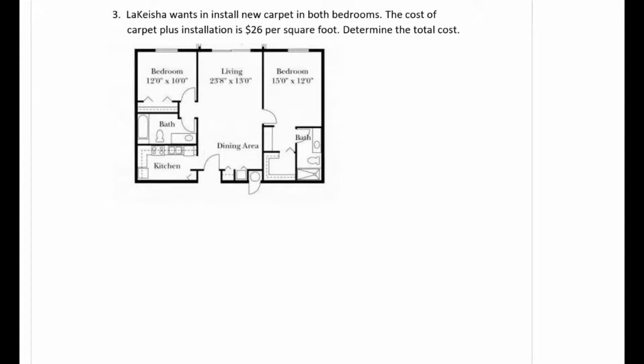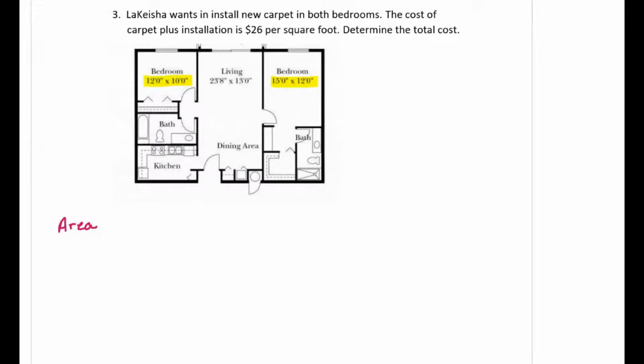Problem 3, Lakeisha wants to install new carpet in both bedrooms. The cost of carpet plus installation is $26 per square foot. Determine the total cost. Well, the first bedroom is 12 by 10. The second bedroom is 15 by 12. So there's a couple of different ways that I can do this problem. What I'm going to do first of all is to find the area.